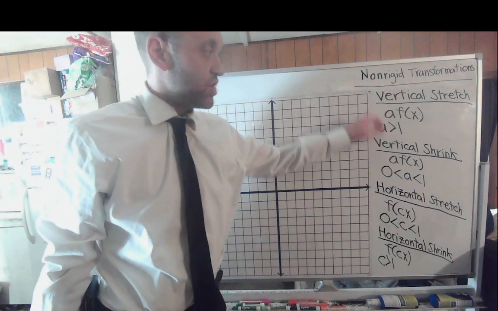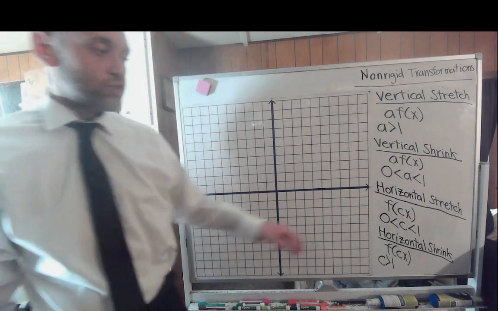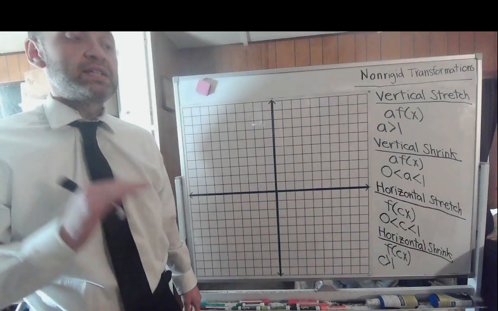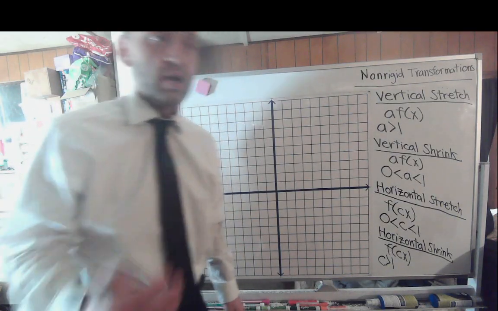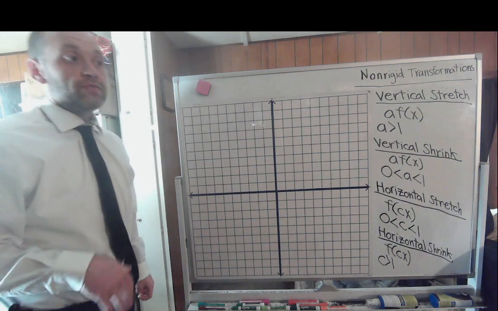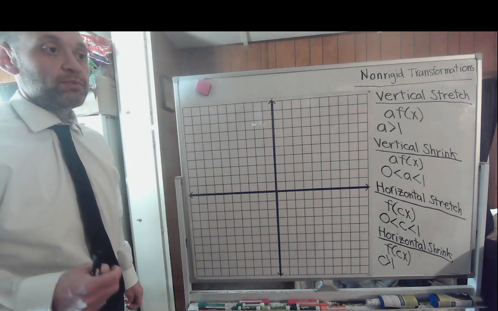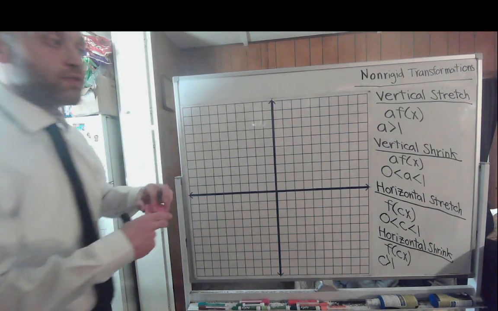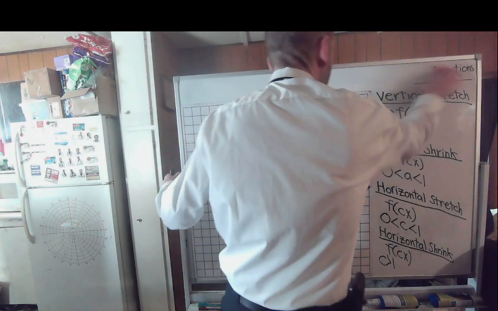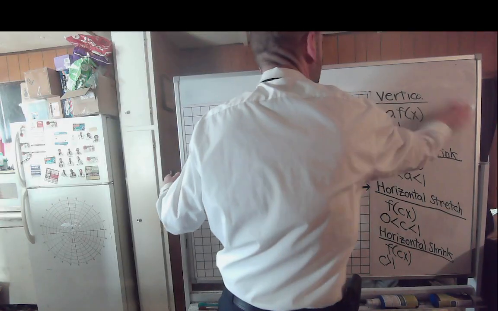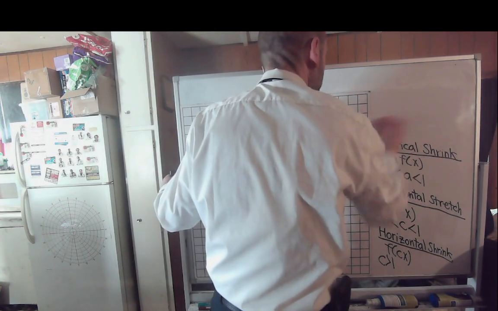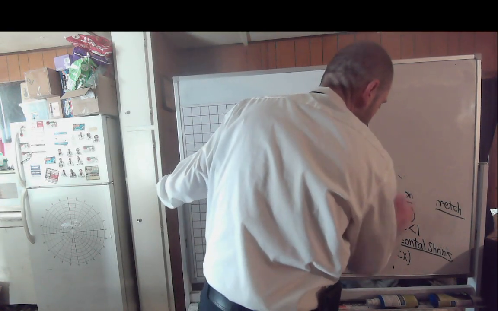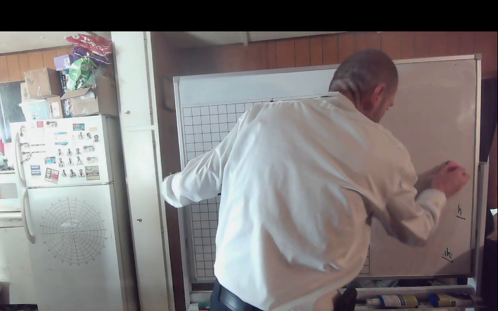So vertical stretches and shrinks, as well as horizontal stretches and shrinks, they're non-rigid transformations because they do affect the size and shape of the graph. And you can have rigid and non-rigid transformations all occurring at the same time. So we're going to go over some examples here, and we'll start with linear. That's probably your easiest one. First we'll graph the parent function, and then we'll apply some transformations to it.